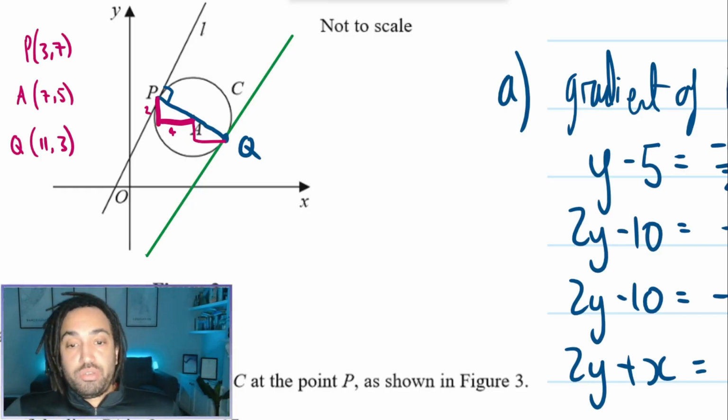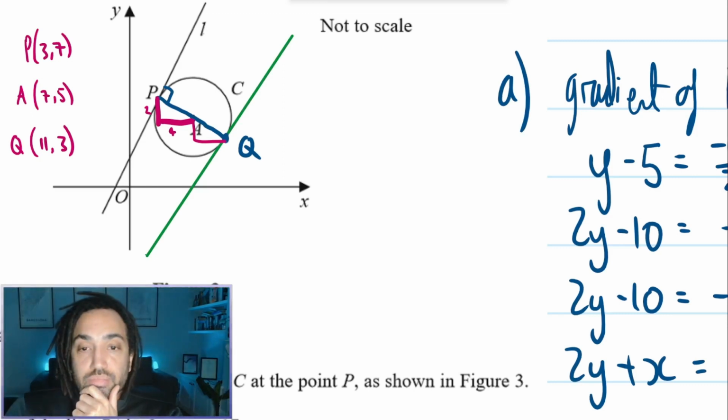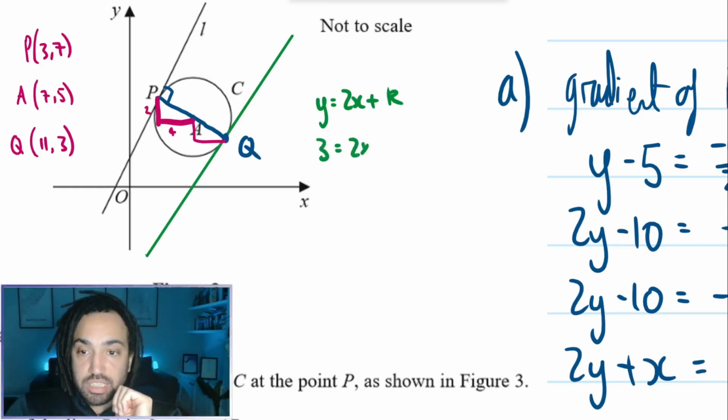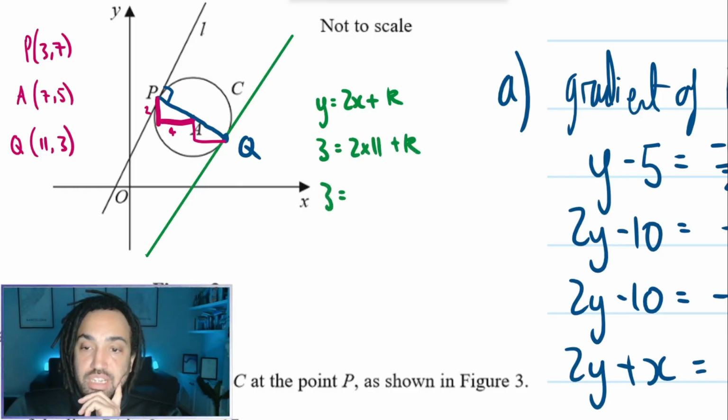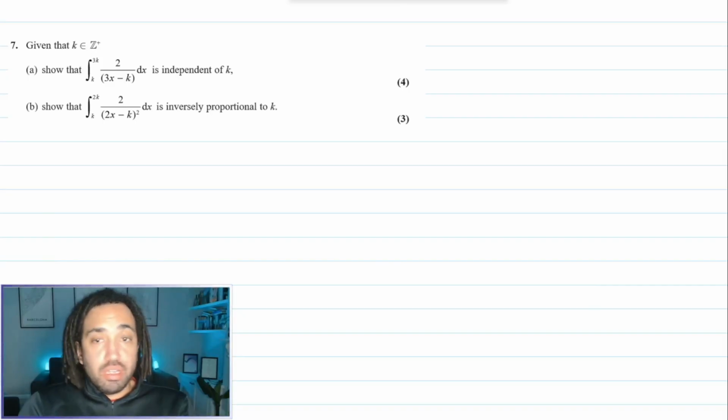Okay, so now I have Q, and I know the gradient of the green line. I'll just finish it off here. We know that y = 2x + k. We know that it goes through Q, so the y coordinate is 3 and the x coordinate is 11. So we get 3 = 22 + k, so k is equal to minus 19. Job done. Okay, let's go.